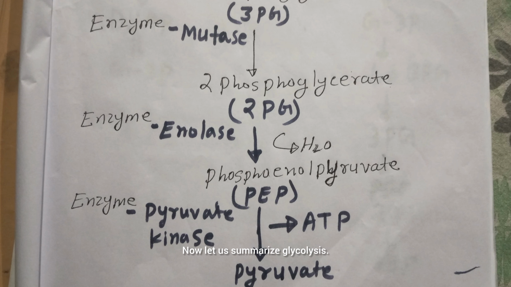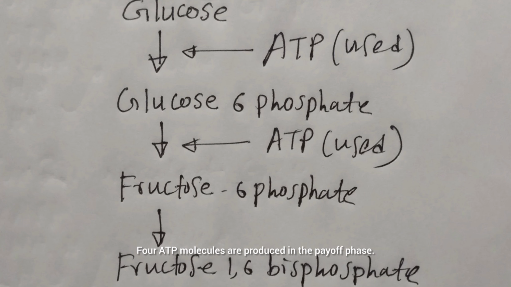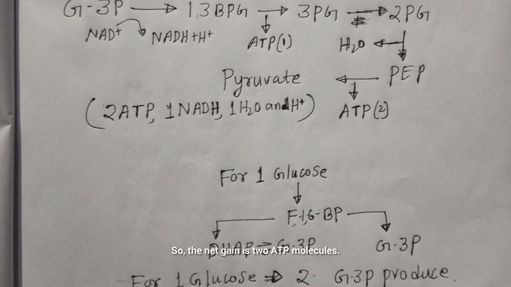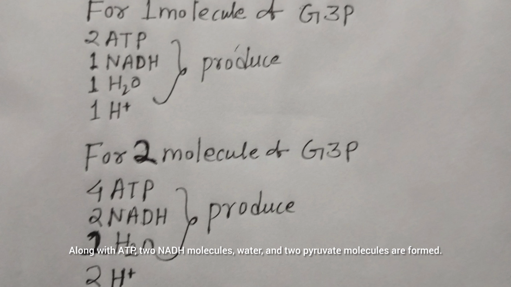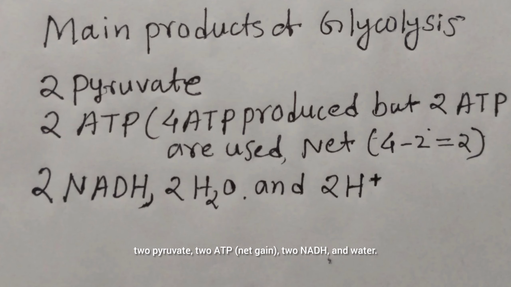Now let us summarize glycolysis. 2 ATP molecules are used in the investment phase. 4 ATP molecules are produced in the payoff phase. So the net gain is 2 ATP molecules. Along with ATP, 2 NADH molecules, water and 2 pyruvate molecules are formed. So the final products of glycolysis are 2 pyruvate, 2 ATP, net gain, 2 NADH, and water. This completes the glycolysis pathway.